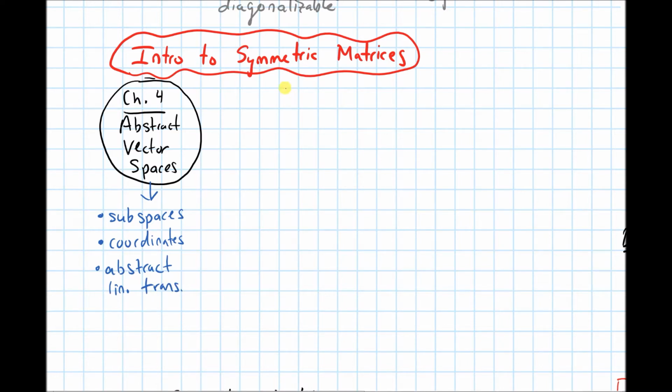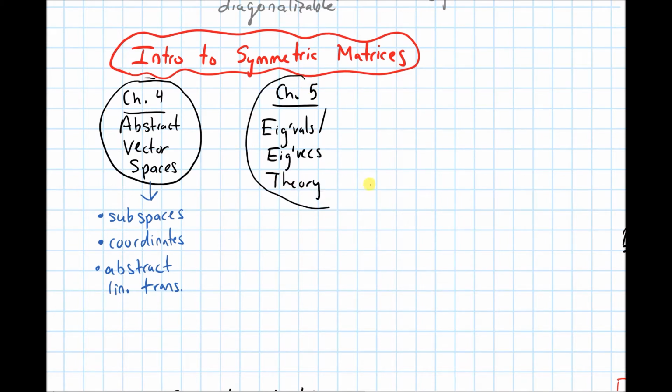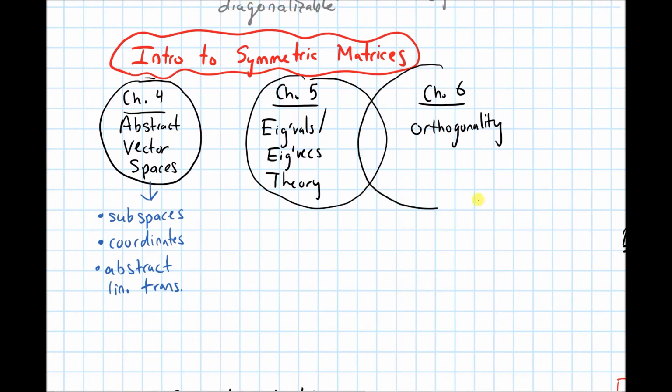In chapter 5, we talked about eigenvalues and eigenvectors, the theory of eigenvalues and eigenvectors. And then in chapter 6, we talked about orthogonality. I'm going to draw a circle for that as well. And I'm deliberately having the chapter 5 and 6 circles overlap. I'll talk about that overlap in a minute.